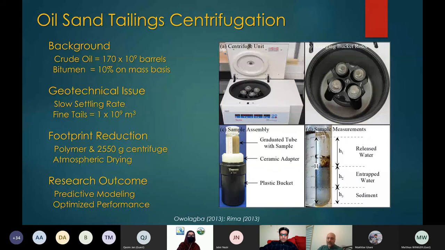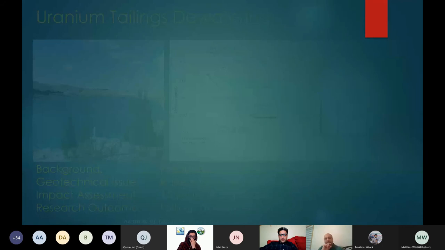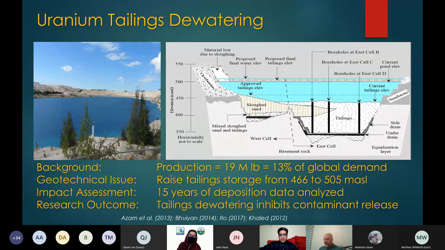I want to maybe talk about one more example here, and this is related to uranium tailings. Here in Saskatchewan, we produce a lot of uranium. About 18% of the total global demand is produced here in Saskatchewan. And I want to talk about the Key Lake mine, which is about 800 kilometers exactly to the north of where I am, of Regina. And this produces 13% of the global demand. So 18 in total and 13 just from this mine site.